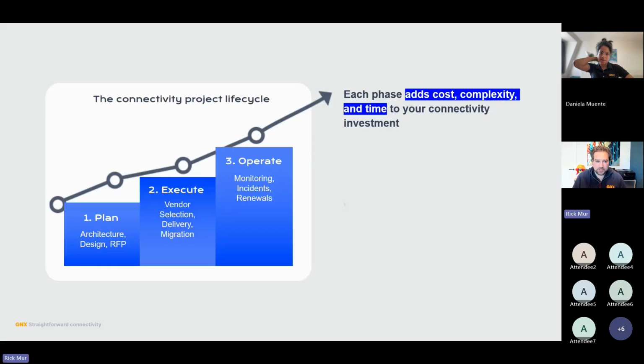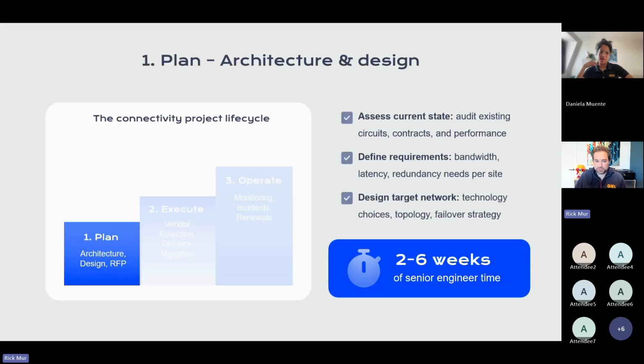If we look at a project connectivity lifecycle, we, as I said, see three different aspects to it. Each phase adds a lot of complexity, adds more time, and of course adds cost to your investment. So if we go for the first phase, which is what we call the planning phase, this is the phase where you do not actually interact with a connectivity vendor yet. So a senior engineer, a network engineer, or a network architect, or a hired consultant comes in to you as a customer with an international connectivity project that needs to be done.